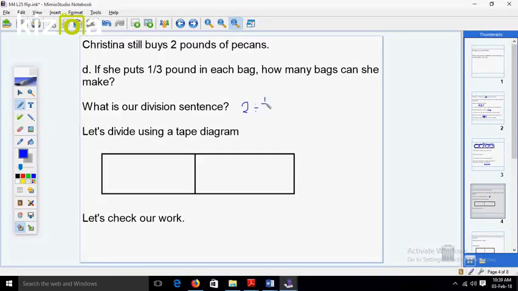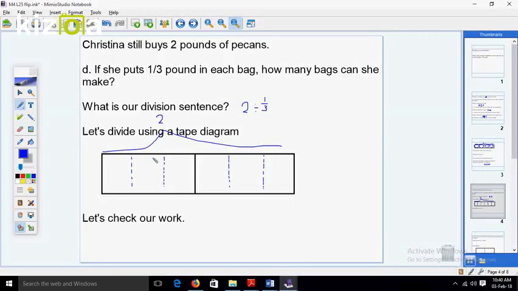All right, once again, we're going to look at our tape diagram here. So our whole is 2. It starts out with 2 pounds of pecans. So this is 1 pound, this is 1 pound. We need to divide each of those into thirds. Just like last time we divided it into halves, now we're going to divide them into thirds. So there's the first pound, and here's the second pound.